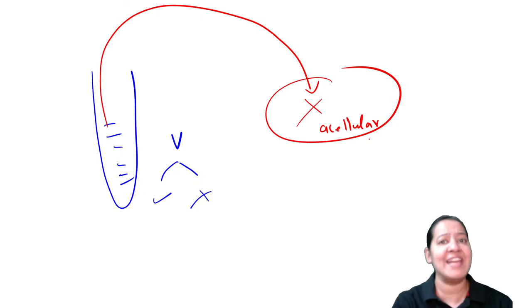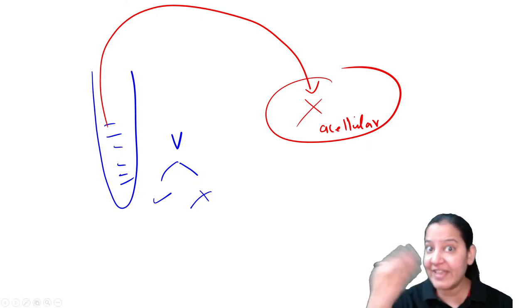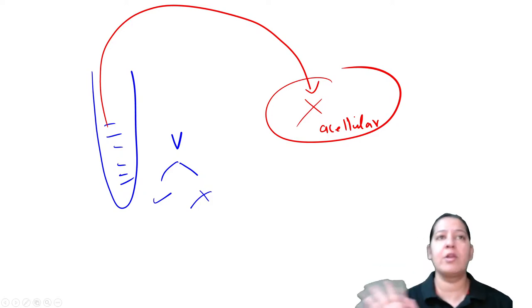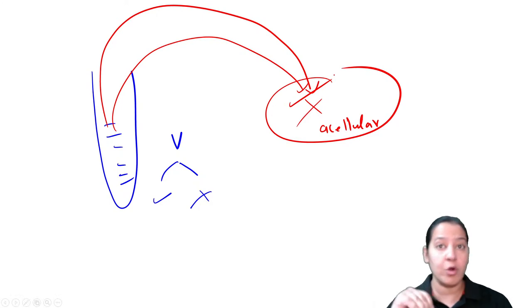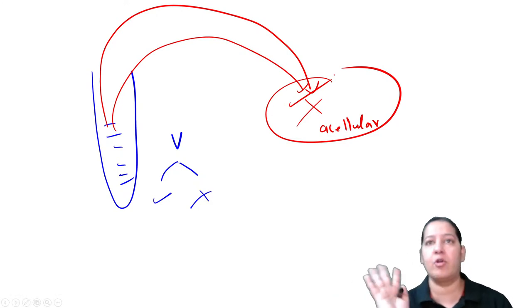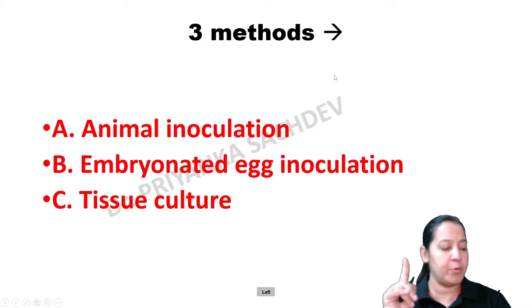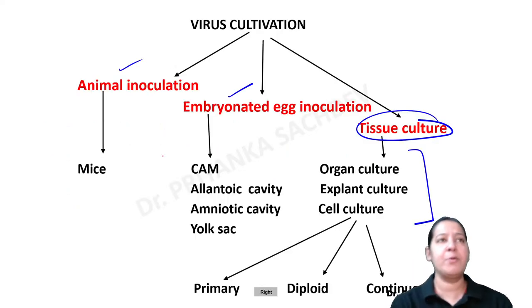They are inanimate media. Viruses require cell for replication. They do not have the living cell, the host cell. So virus will not replicate. But if bacteria is present in this specimen, the bacteria will grow. Bacteria can grow outside the host cell. Viruses cannot grow. If you want to grow the virus, you have to provide the living cell. So living cell can be provided by three methods.